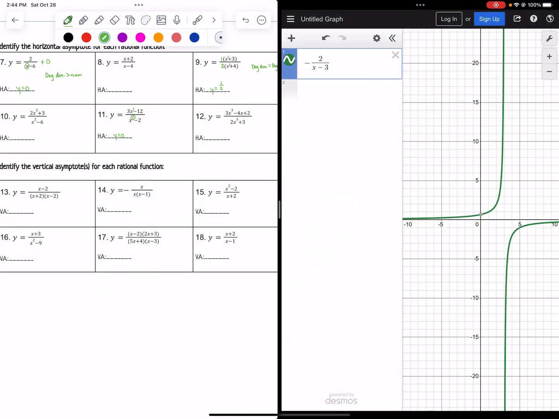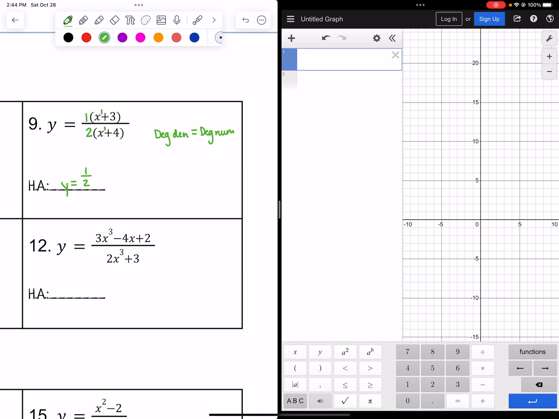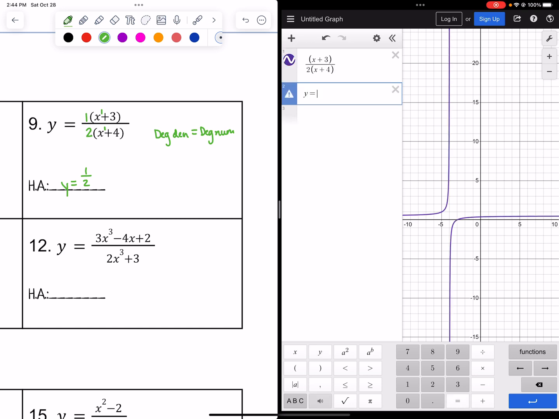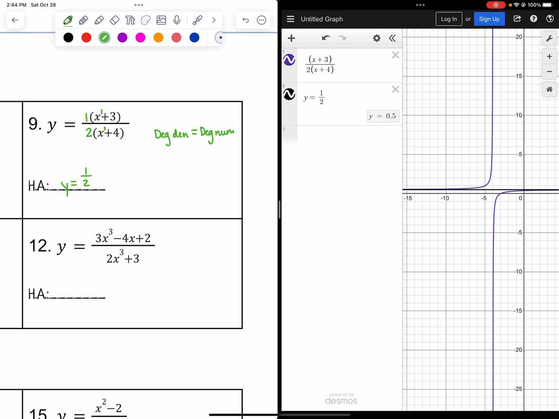Like on number 9, since that one was kind of different, it had a 1/2. Sorry, my desk keeps squeaking when I move. So, x plus 3 over, and then we had a 2 out front. So let me put the 2, and then x plus 4. And you can see it's just a little bit above 0. So just type in y equals 1/2 or 0.5, and you can check and make sure it makes sense. So that's a great way to check it and make sure you got it right.